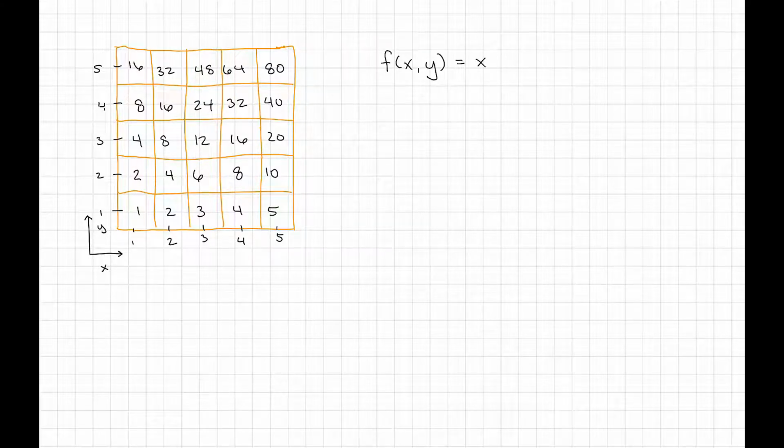It's the x value times 2 to the y minus 1. So if I plug in the various x and y coordinates into this function here, I'm going to get the values that I wrote here in this grid. I can also use this function to come up with a continuous rate of change in the x and y direction. And I do that by taking something called the partial derivative of the function.